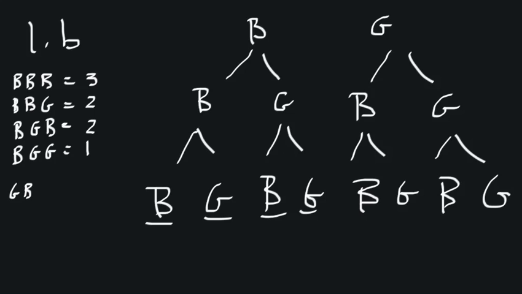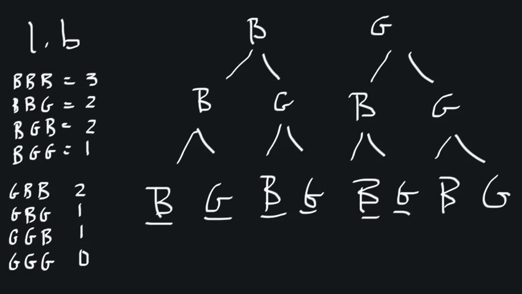Girl, boy, boy. That would still be 2 boys. Then I could have girl, boy, girl. That would also be just one boy. We could have girl, girl, boy. That would be 1, and then girl, girl, girl, which would be 0. So that would give me 1, 2, 3, all 4 of those. So I have 8 outcomes.